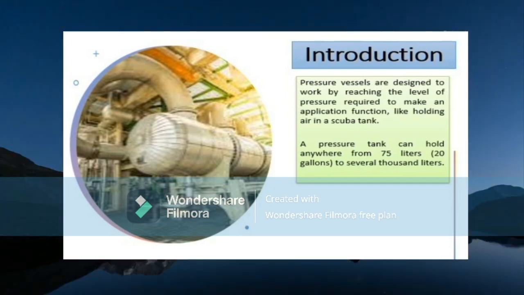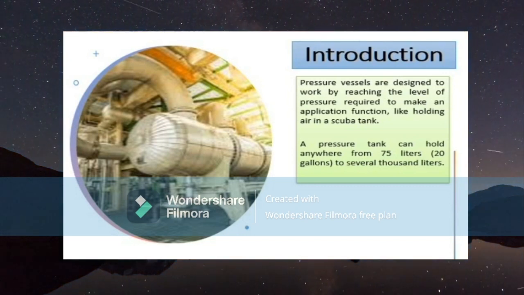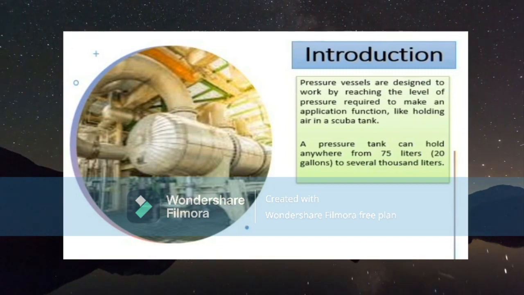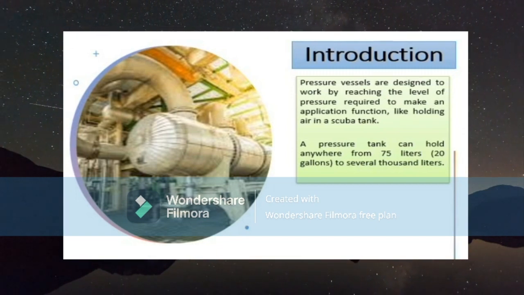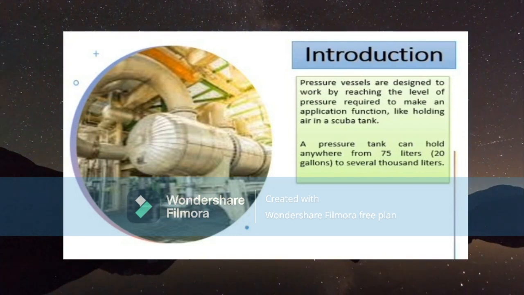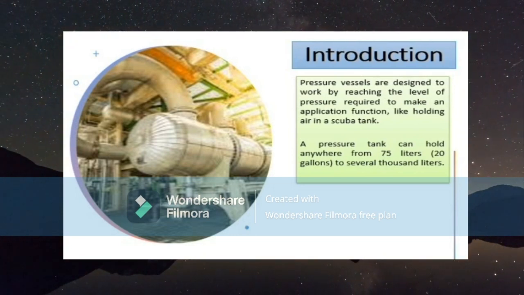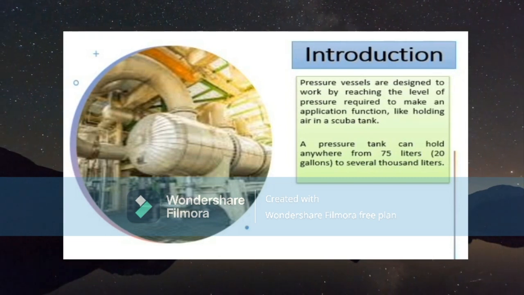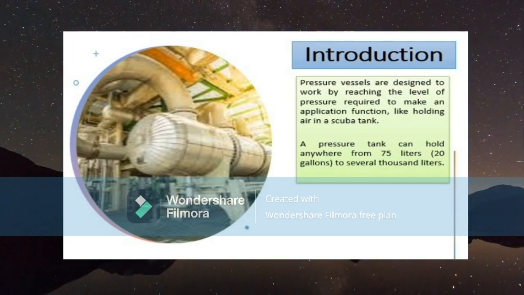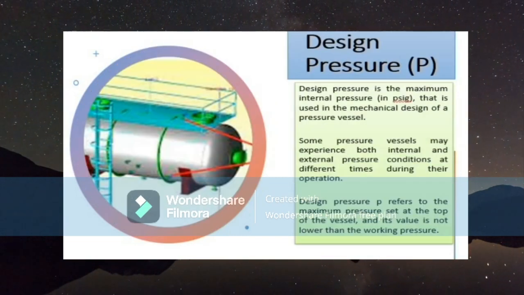Introduction. Pressure vessels are designed to work by reaching the level of pressure required to make an application function, like holding air in a scuba tank. They can deliver pressure either directly through valves and release gauges, or indirectly via heat transfer. Potential pressure levels range from 15 psi up to around 150,000 psi, while temperatures are often above 400 degrees Celsius (750 degrees Fahrenheit). A pressure tank can hold anywhere from 75 liters or 20 gallons to several thousand liters.